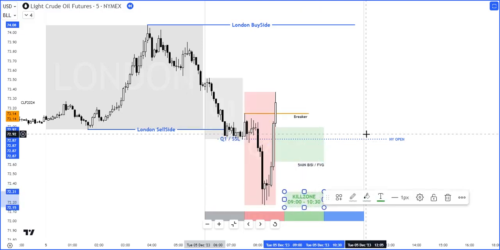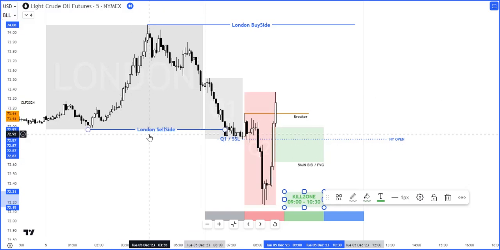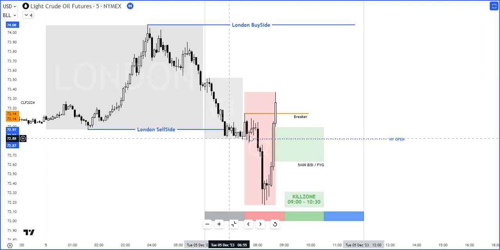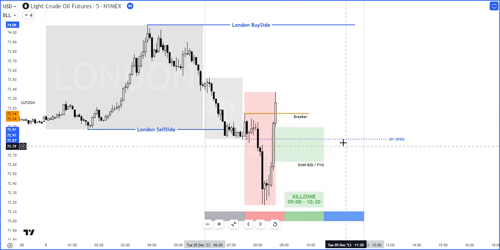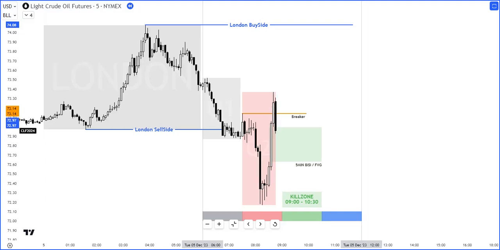Okay, now we're going to run back everything. Price has swept London sell side, and then price has gone lower than the first quarter sell side, meaning that Q2 has swept Q1's low, right? We've got displacement, so like right now, we expect price to drop back into the fair value gap. We can even remove this just to keep the chart clean. So now let's see. Price draws lower, right?